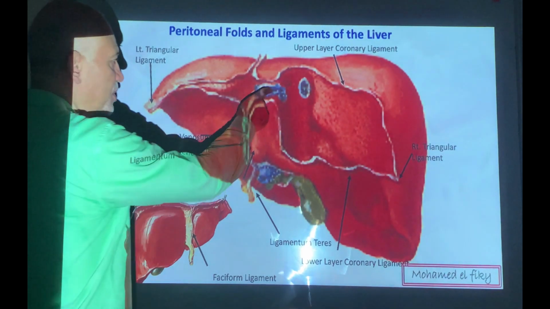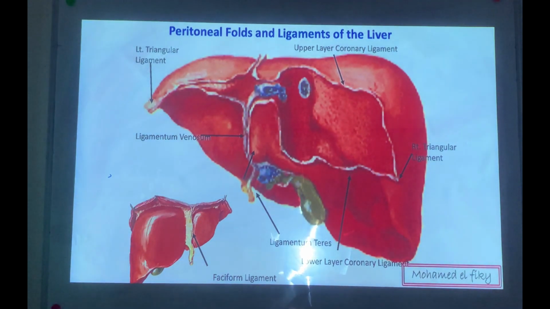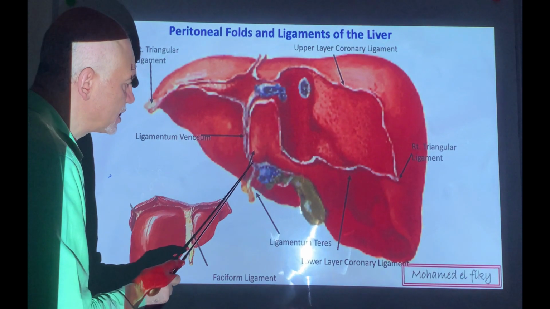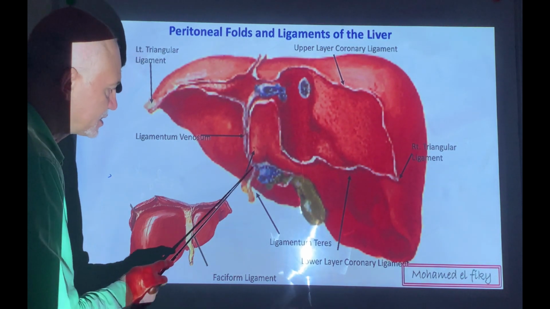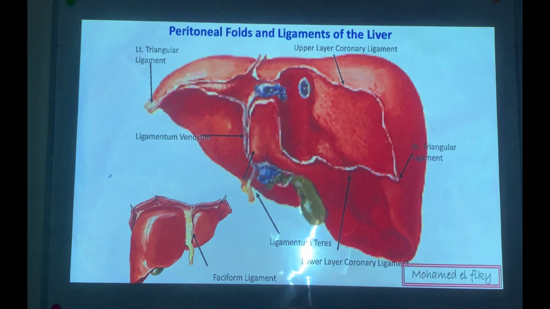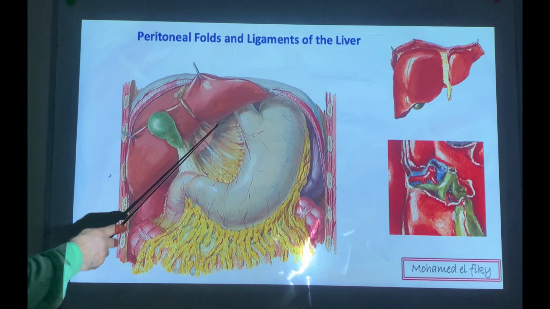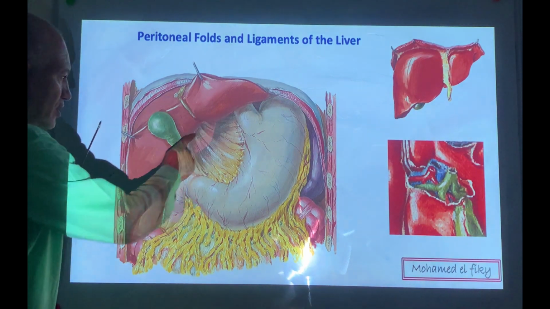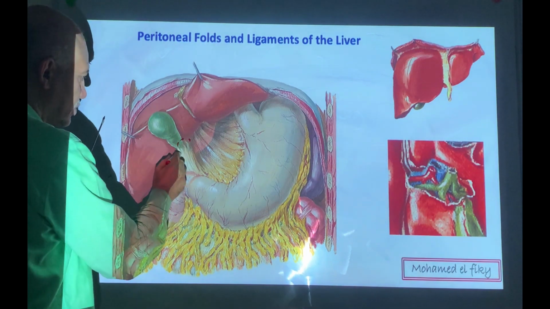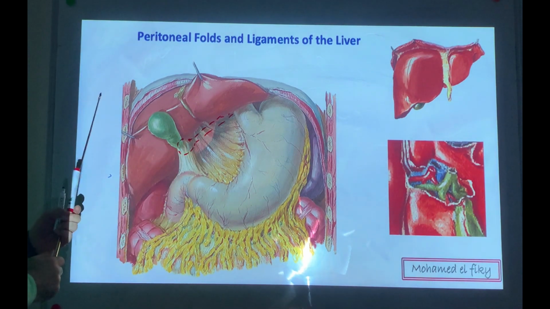And the ligament attached between the liver and the stomach is the lesser omentum. Also, this is the fissure for ligamentum venosum, and this is the fissure for ligamentum teres. Venosum and teres. This is the lesser omentum between the liver and the lesser curvature, the porta hepatis, and the fissure for ligamentum venosum. This is the lesser omentum.